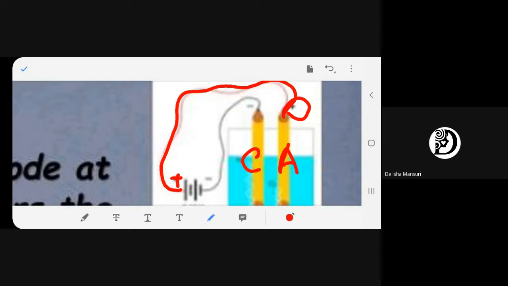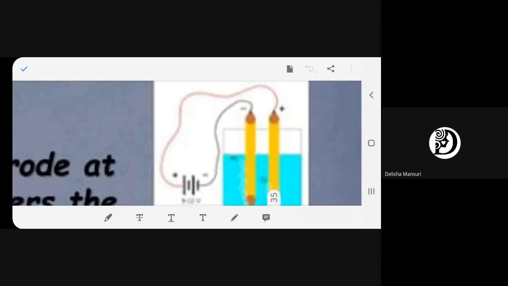All of you understood? Yes, ma'am. It enters in the anode and it leaves in the cathode. Hope you have understood how the circuit is made. Okay, fine.